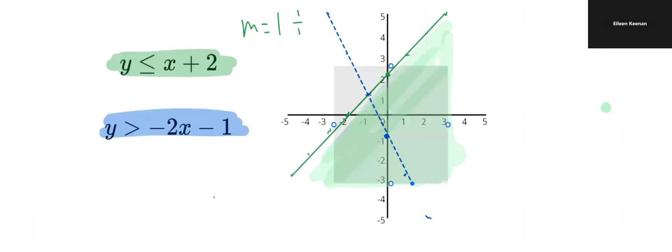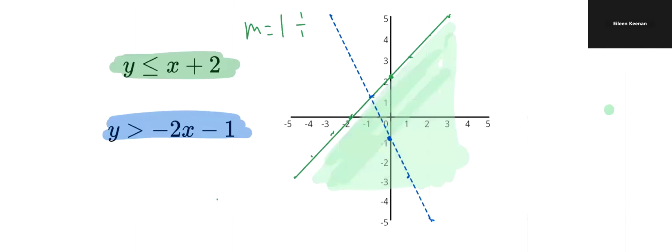And then lastly, we do our shading. So this is y is greater than. So we're going to shade where our y's get bigger, get greater. So above the line.